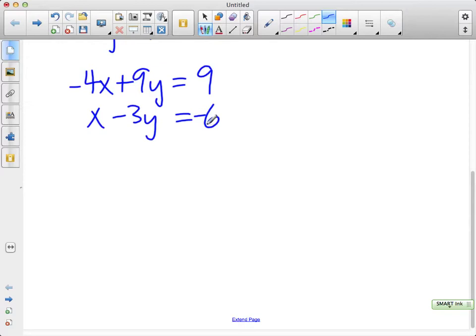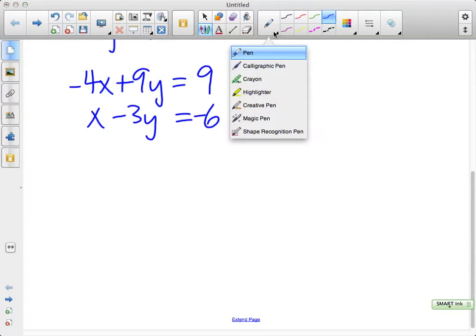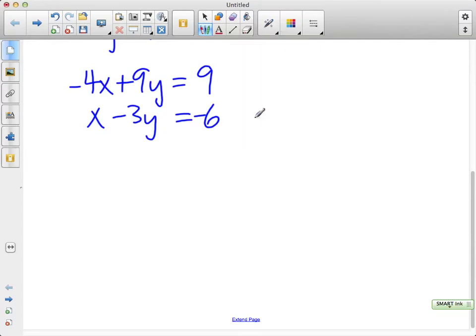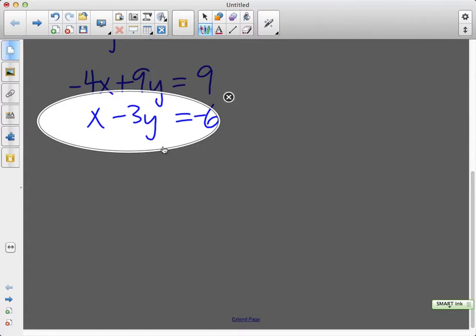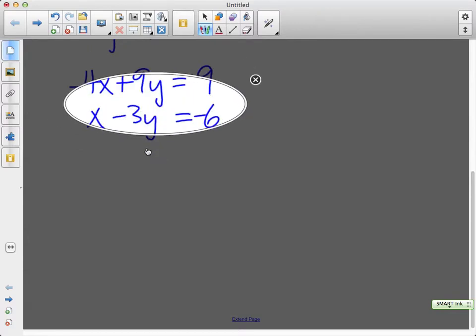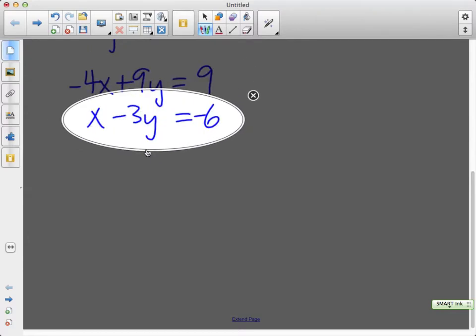But I notice if I take the entire top equation, or the entire bottom equation, and I multiply it by 4, then I would have a positive 4x, which would cancel with my negative 4x. I can also multiply it by 3 to get a positive 9y.